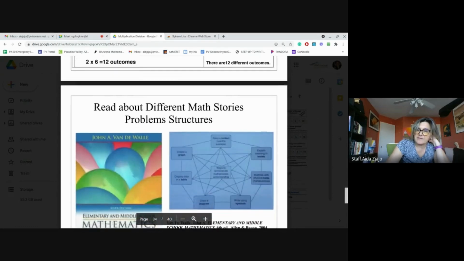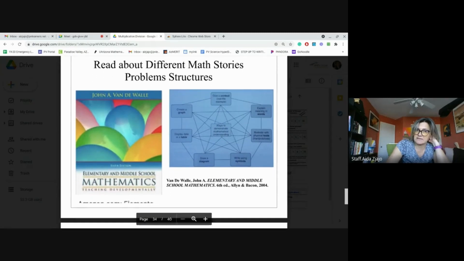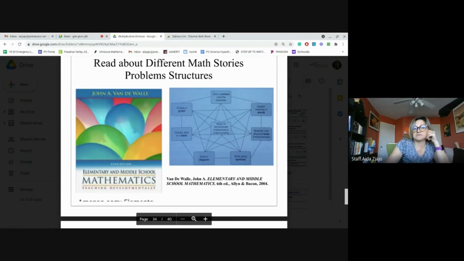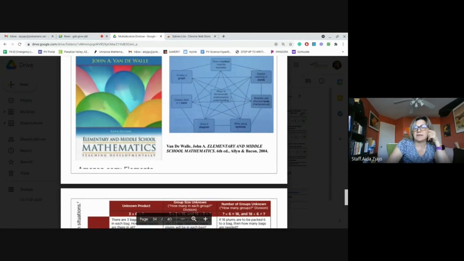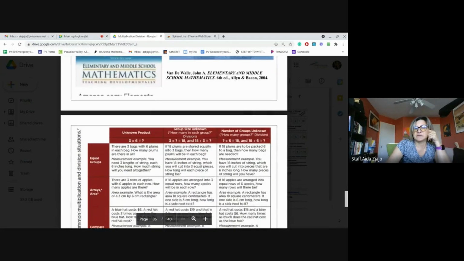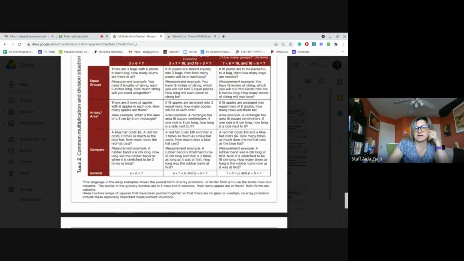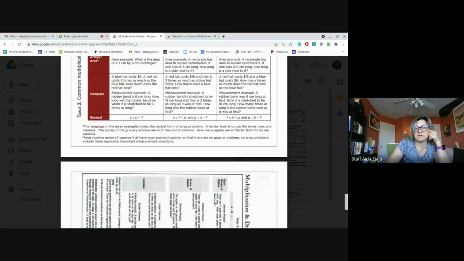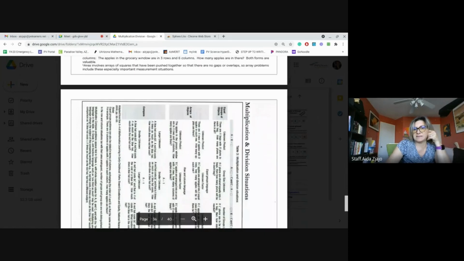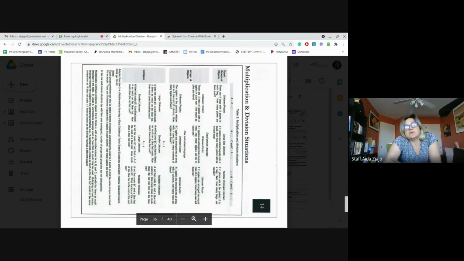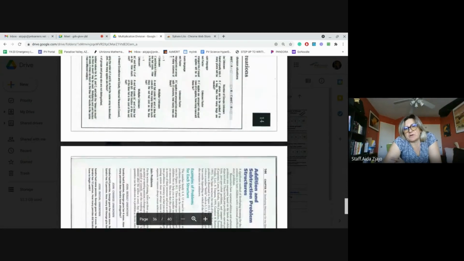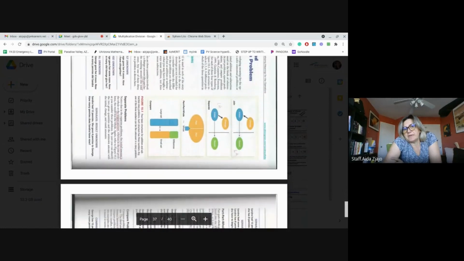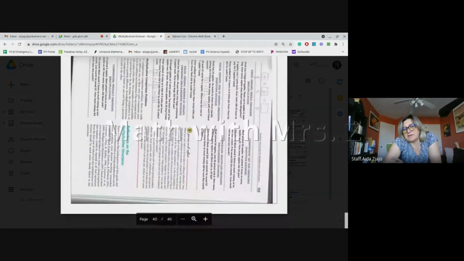Okay. If you need references, all these problems were derived from this book by John Van de Walle, and also in the Common Core State Standards there are tables. If you scroll down, you can see exactly which grade needs to master which kind of structure problems. I also made an additional resource, if you want to read about it, just these 2 pages from that book.